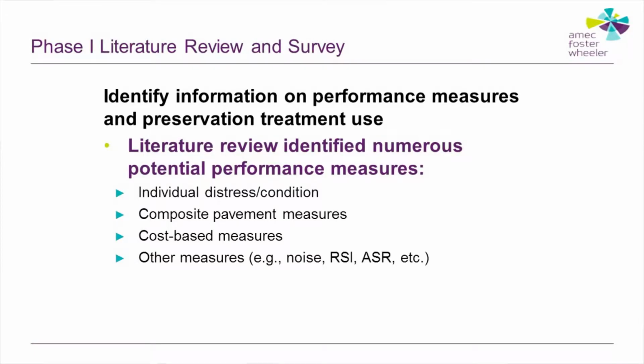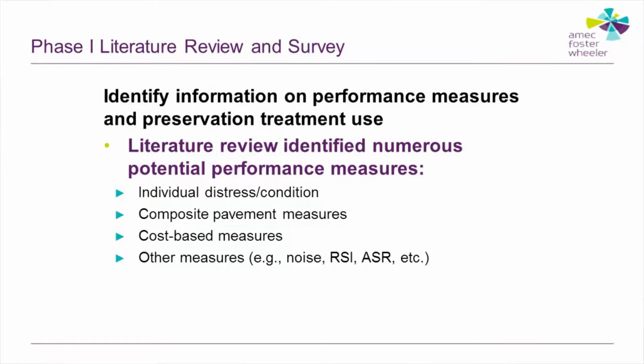There were a number of cost-based measures. An example is the equivalent uniform annual cost, which is used here in the state of Washington. And then there was a fourth category, a catch-all category. Other measures included such things as noise, RSI, that's a remaining service interval, asset sustainability ratio, etc.